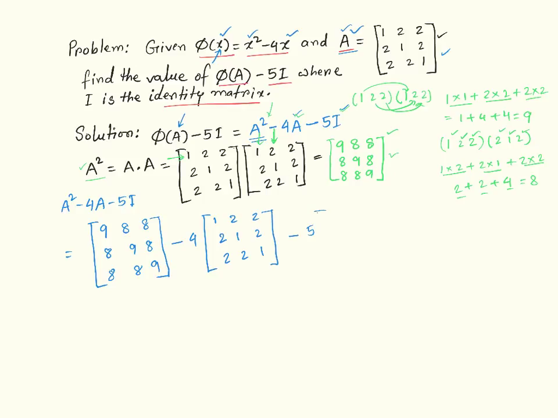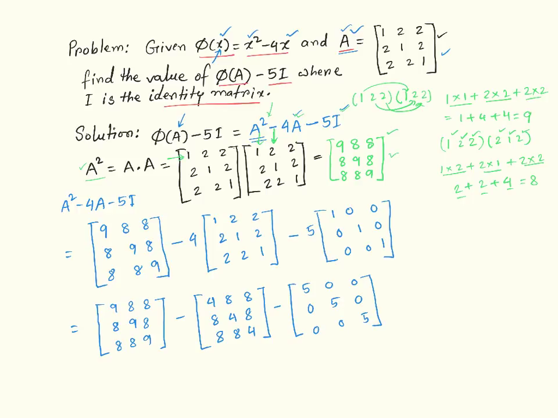5 times I. Now this is a 3 by 3 matrix, so the identity matrix is going to be 1 0 0, 0 1 0, 0 0 1. Okay. Now what I'm going to do is the following. I'm just going to take this 4 and multiply every entry of this matrix by 4. Take this 5 and multiply every entry in this matrix by 5.